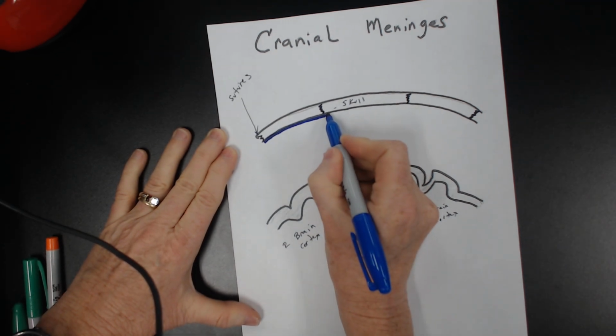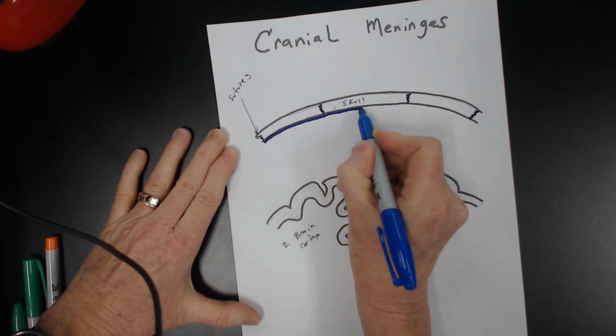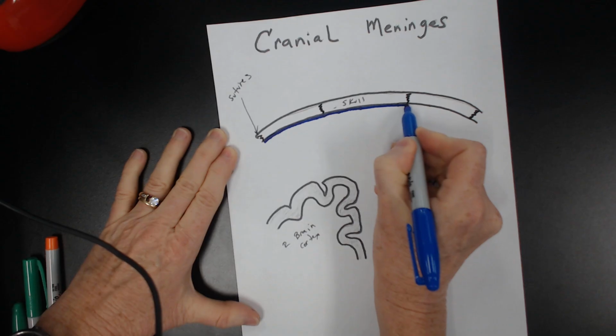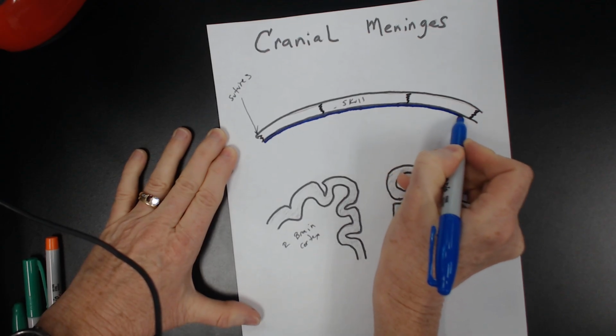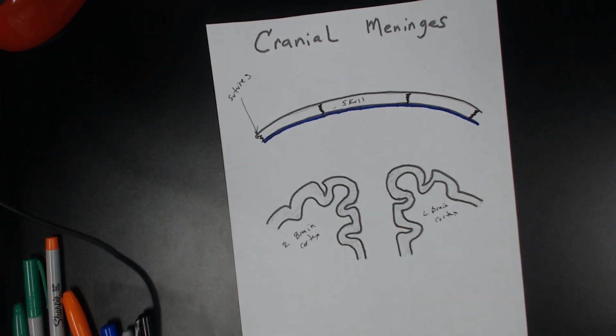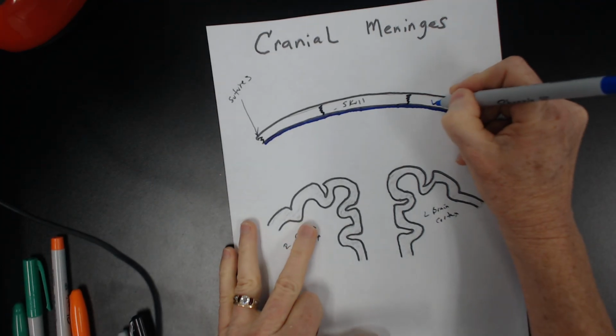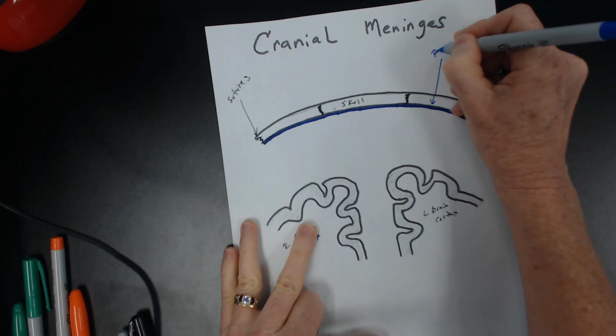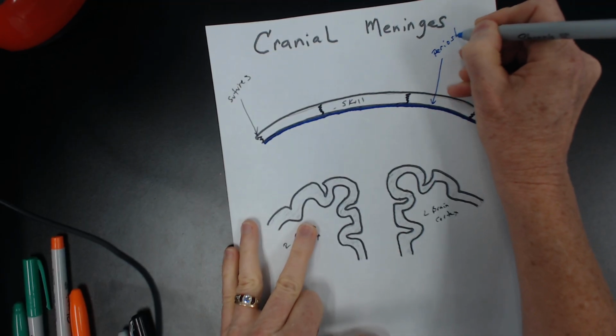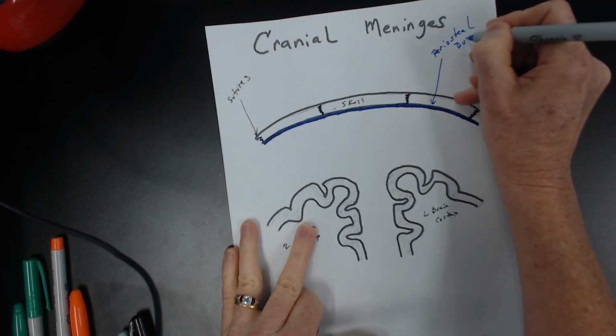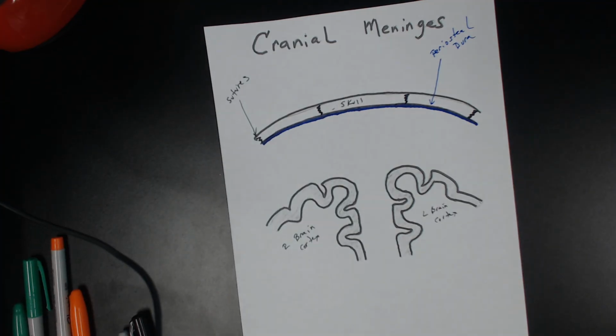This is nothing more than the first layer of dura mater, and that first layer is known as your periosteal dura. That's your periosteal dura layer. And as I said, that periosteal dura is really tightly adherent to the sutures.